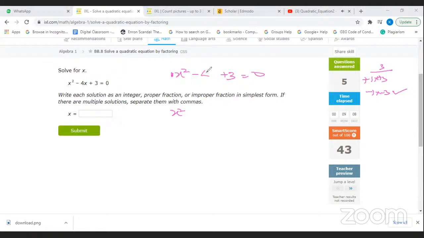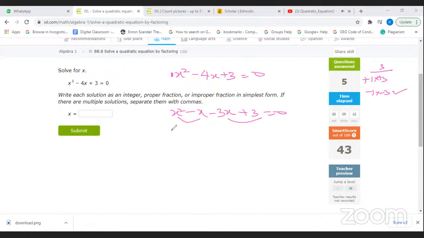Minus 4x. So we replace it with minus 1x, minus 3x: x squared minus 4x plus 3 equals 0. Sorry. Minus 1 and minus 3 is what we are using. That's minus 1x minus 3x. So group 1, group 2.